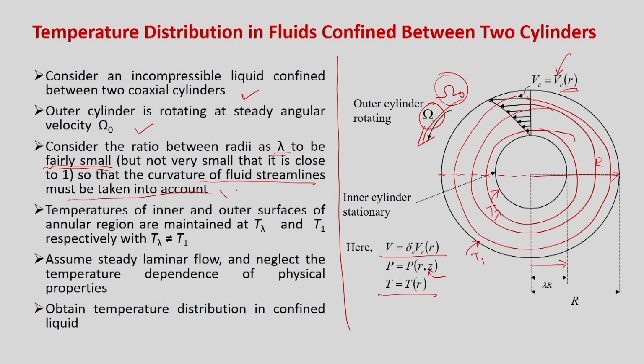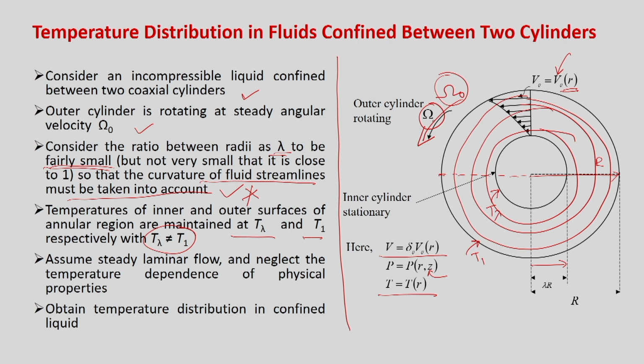So, what does it mean? We have to solve this problem in cylindrical coordinates only. We cannot use Cartesian coordinates, avoiding the curvature effects, because of this fairly small gap. It is not a very thin gap, right. The temperatures of the inner and outer surfaces of the annular region are maintained at T lambda and T1, and these two are not equal to each other.